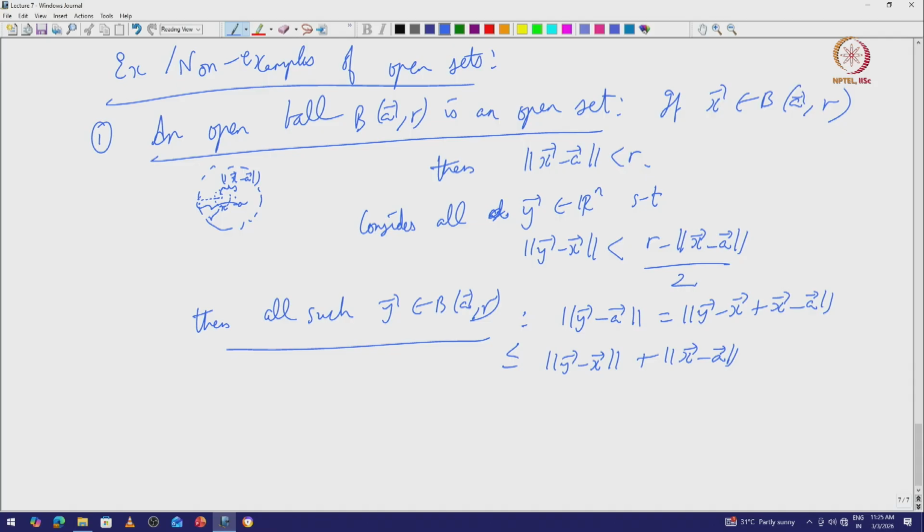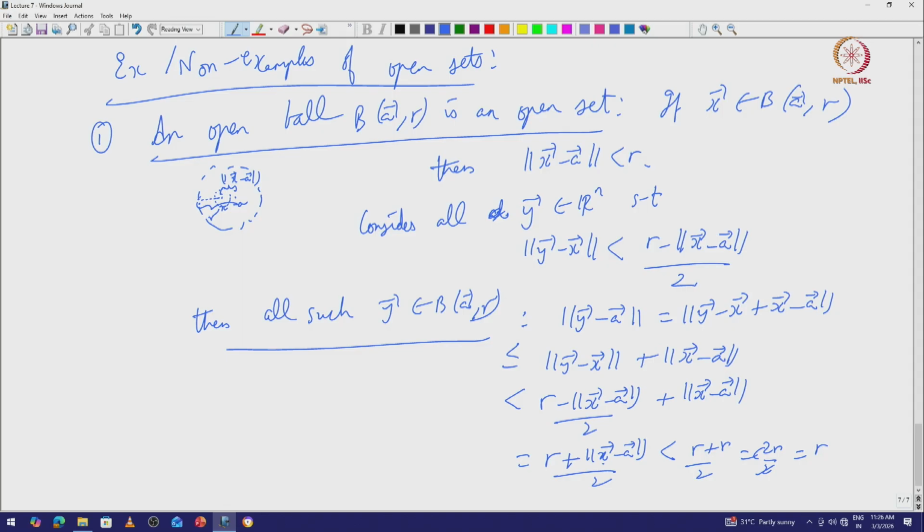So, using this, you can prove what you want. Indeed, this is less than r minus |x minus a| divided by 2 plus |x minus a|, which is r plus |x minus a| divided by 2. But |x minus a| is at most r, so this is r. Okay, so this is just making this geometric picture rigorous.